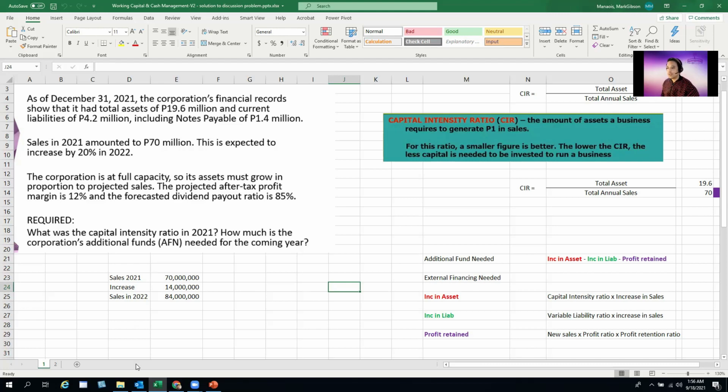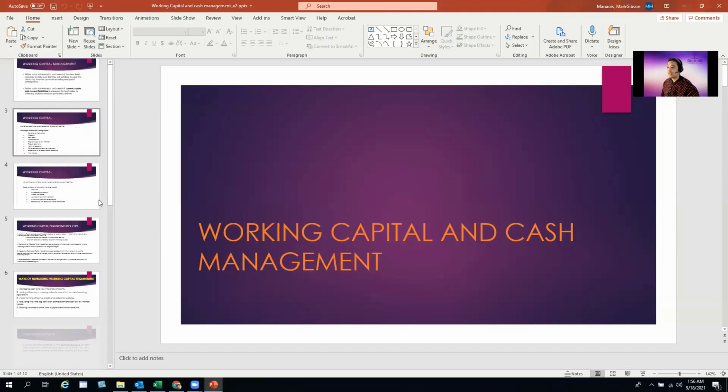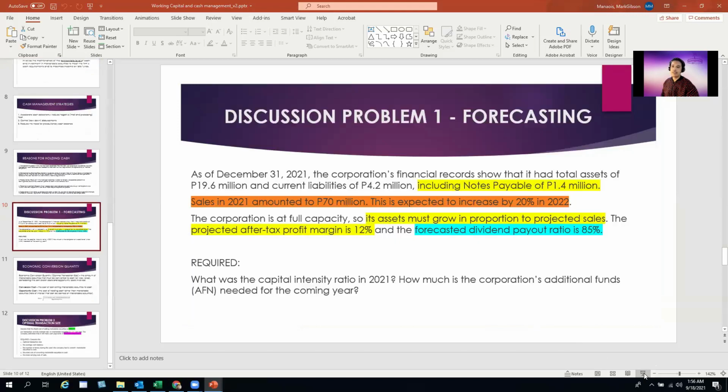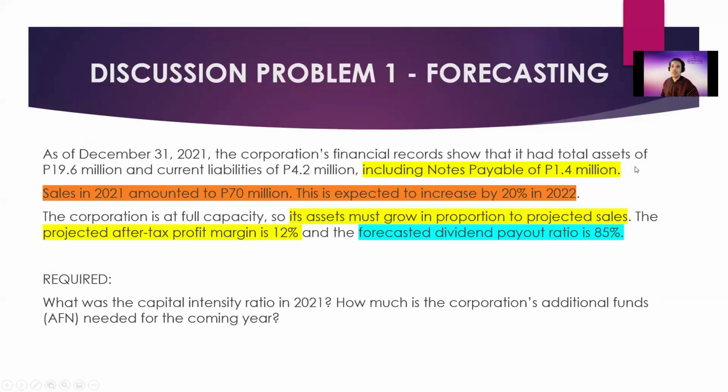Now, kung napansin nyo earlier, hinighlight natin here, hinighlight natin yung including notes payable of 1.4 million. Kasi class, notes payable isn't classified as spontaneous liability or variable liabilities, no? For the very reason that these are subject to your discretion. So meaning you can draft a notes payable without actually increasing your sales, no? So it could be for different purposes, no?